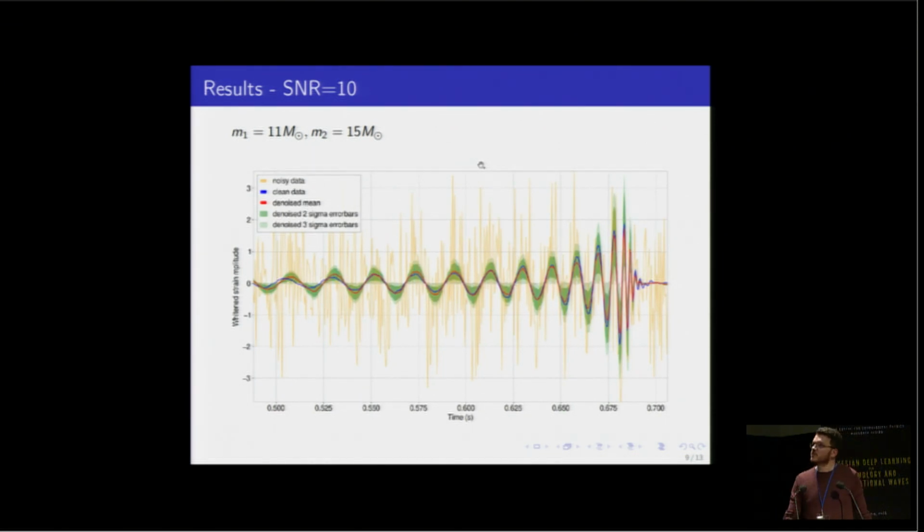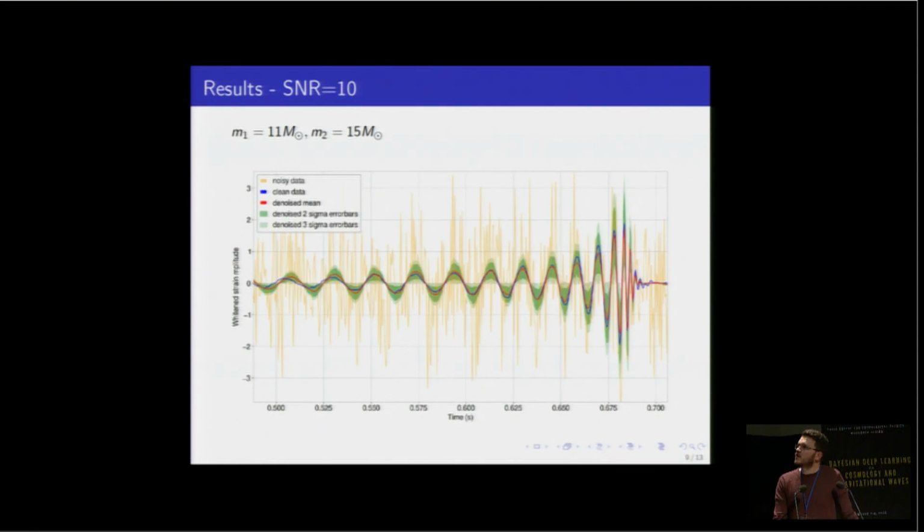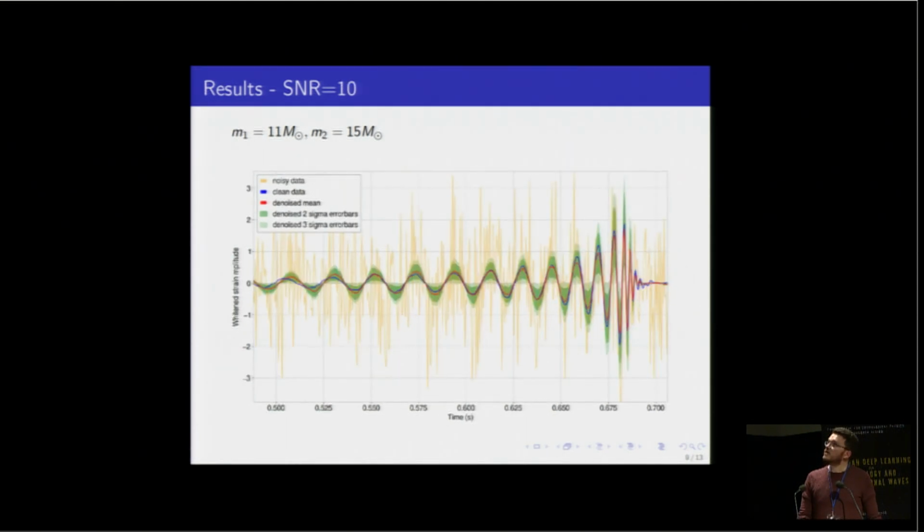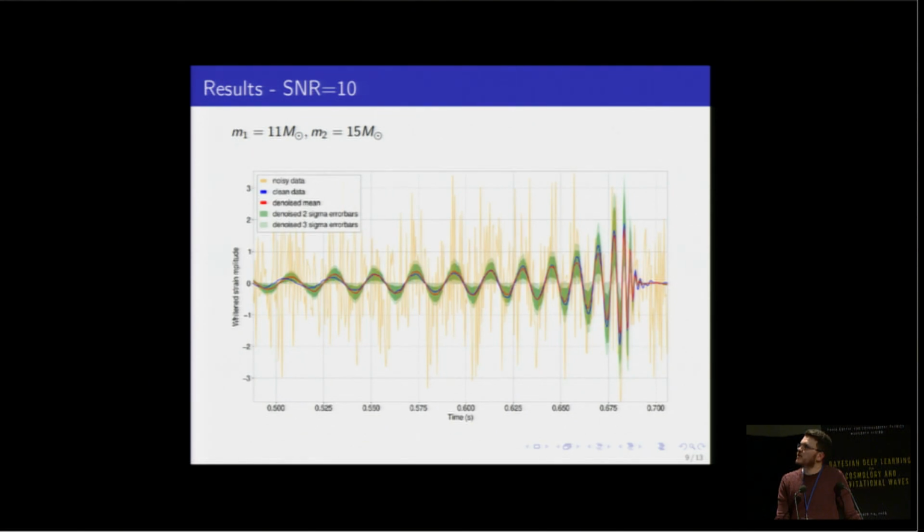And a second example on a fainter signal with SNR 10. On the SNR 17, you see that the phase and the amplitude are very well recovered, and they are sitting in the error bars. While for fainter signals, the phase is also very well recovered, although we are overestimating close to the merger. However, they're still within the error bars.